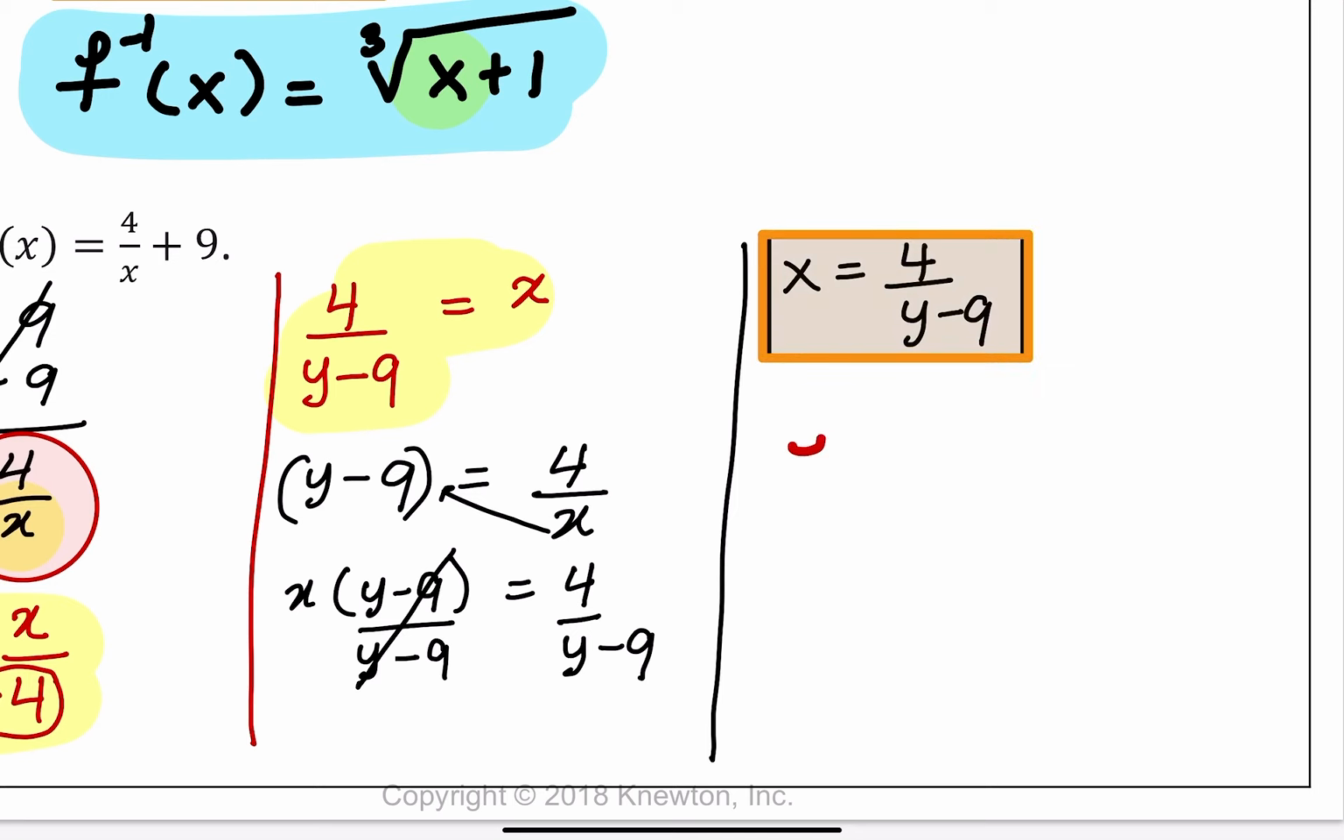Once you're here, what do you do? You rewrite your f of x as f inverse of x is equal to 4 over, remember you cannot have your y's, it is x minus 9. And that is your final answer. All right?